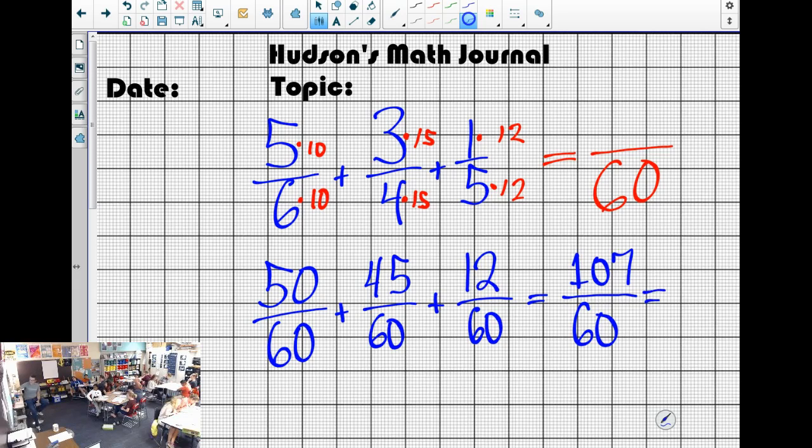That's exactly what Jalen just said too. She was just saying I was going to give it to you reduced. You said 1 and what? 47 over 60. If we want to make it back into proper, and actually, this is not a proper fraction. What do we call this? Mixed number. We have a whole number and a proper fraction. Since we have both, it's a mixed number, right? 107 over 60, and then it's 1 and 47 over 60.